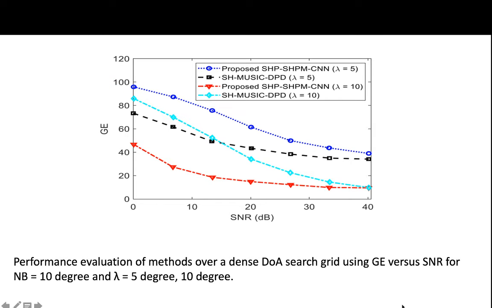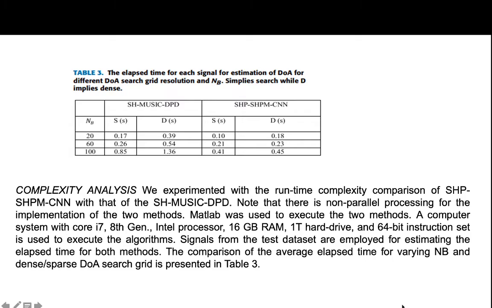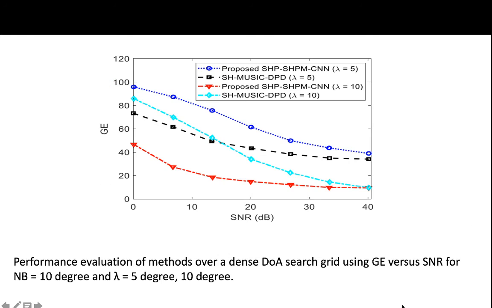We also try to analyze the complexity of this method compared to the other methods. We can see that in both the sparse domain and the dense domain, the CNN-based approach performs better than the MUSIC-based approach. So we applied this method for using.